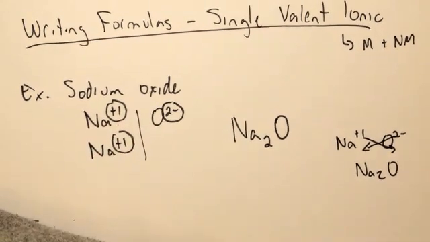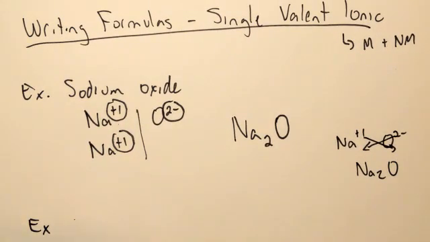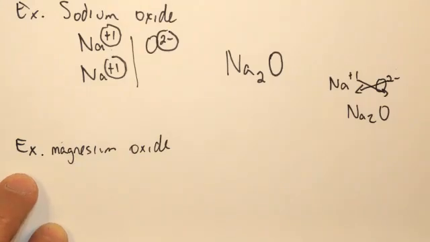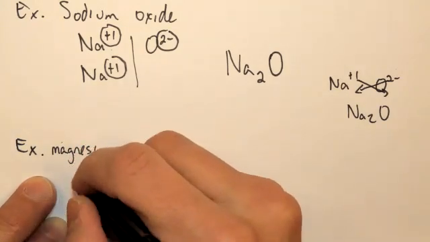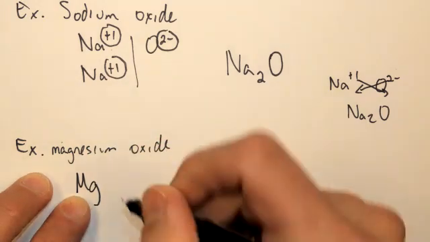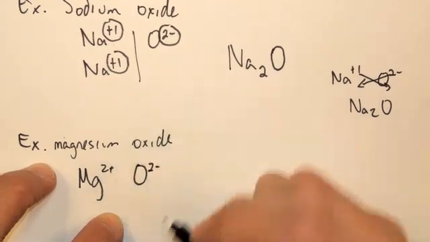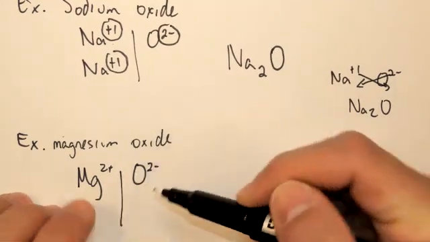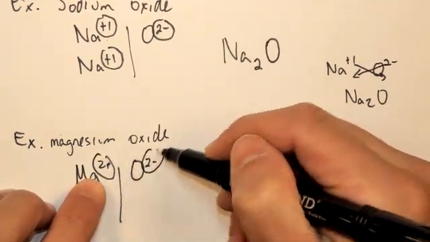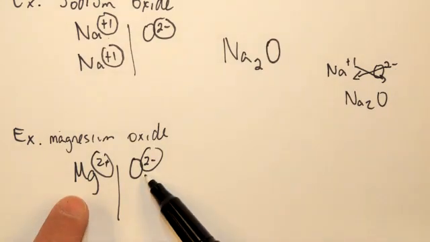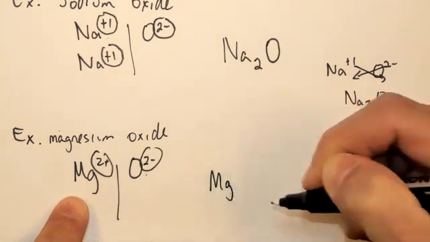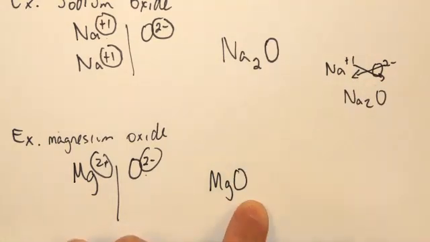For example, if we have magnesium oxide, magnesium, we use our periodic table, we find out its symbol is Mg with a 2+ charge. Oxide is O with a 2- charge. If we go to balance these charges, 2+ balances out with 2- already, and these combine in a 1-to-1 ratio. Mg, we don't write the 1, O, we don't write the 1.